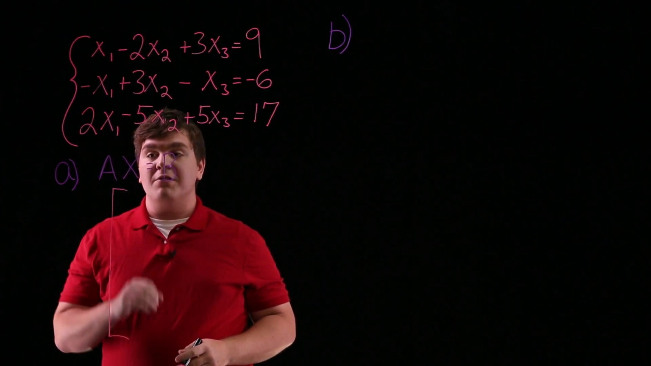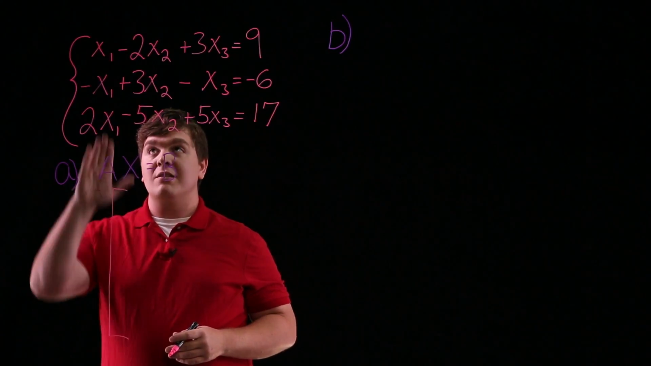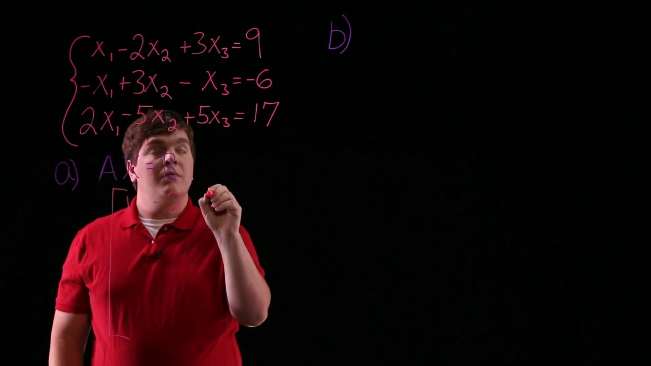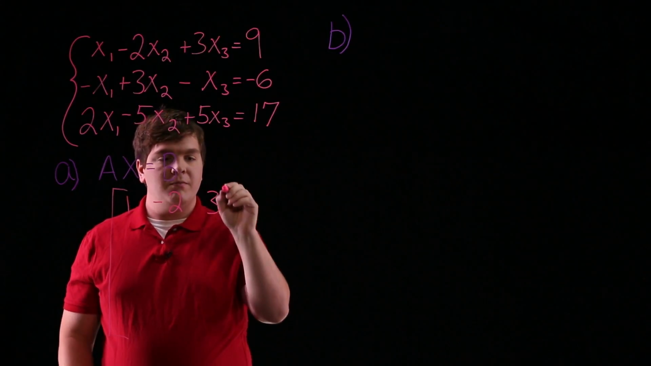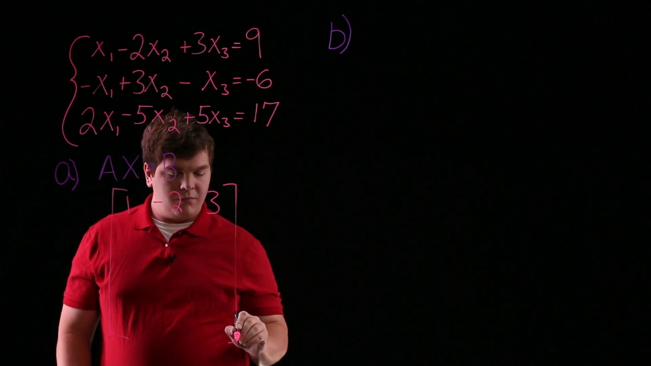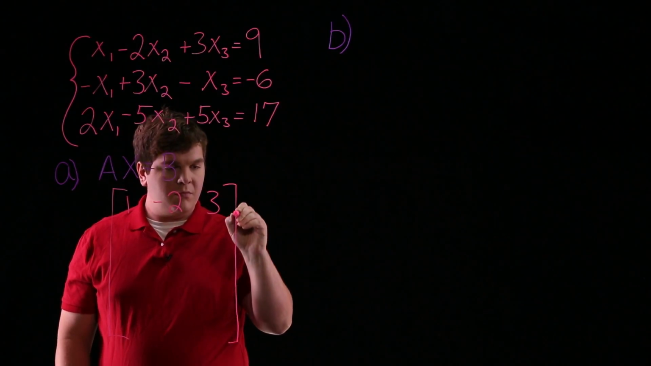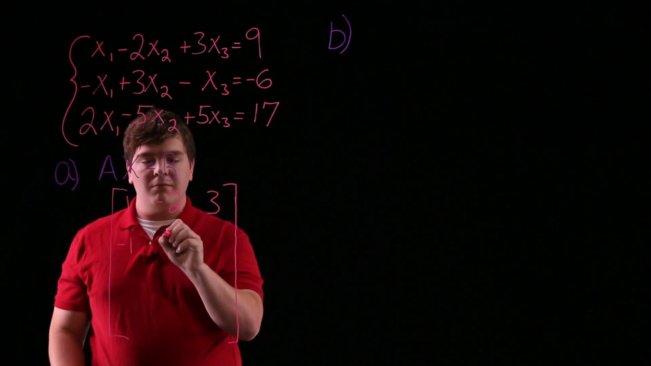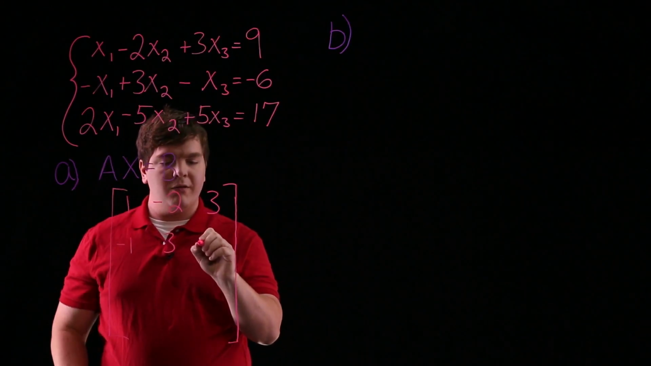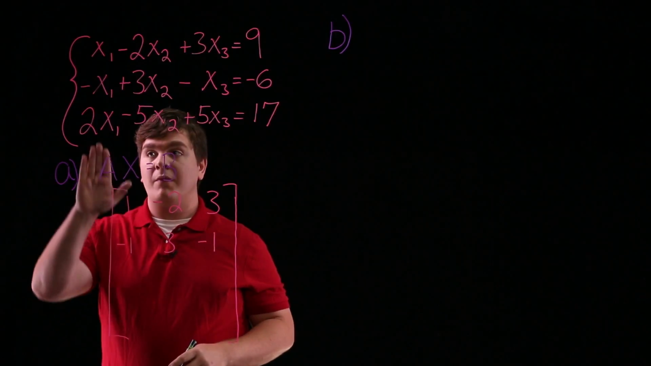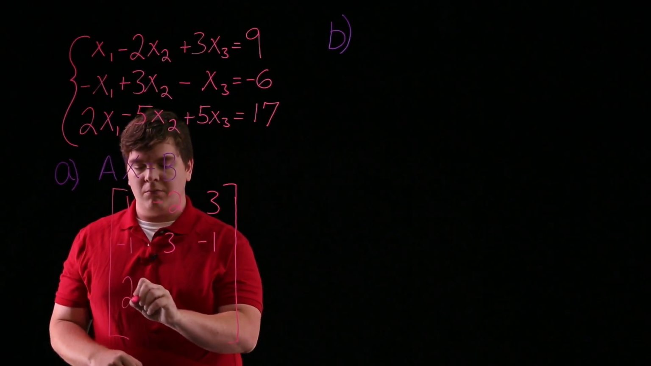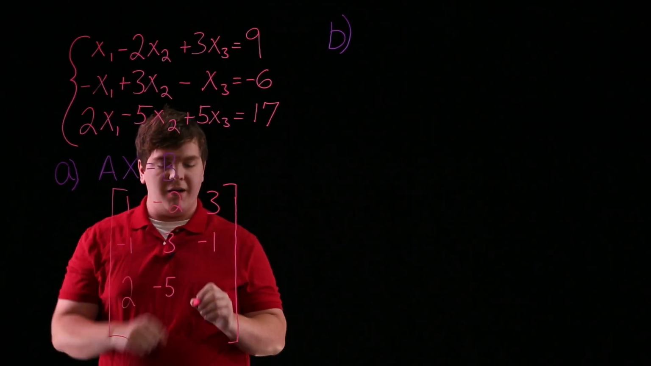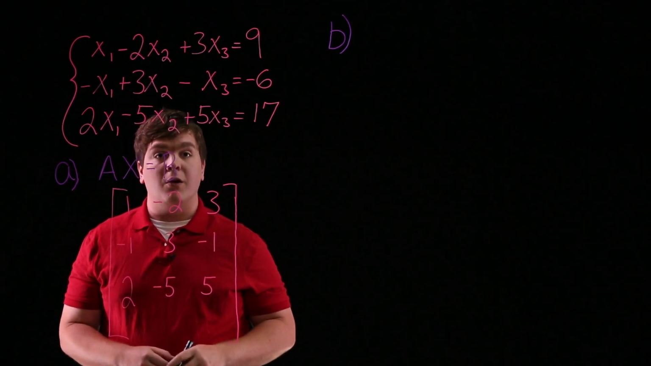So as I said, our matrix A is just our coefficient matrix. So it will have the entries 1, -2, 3 in the first row, -1, 3, -1 in the second row, and 2, -5, 5 in the third row.